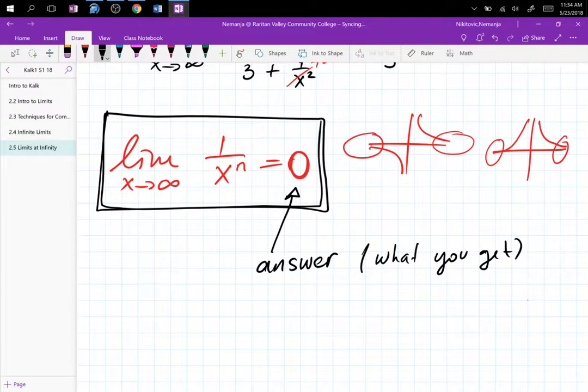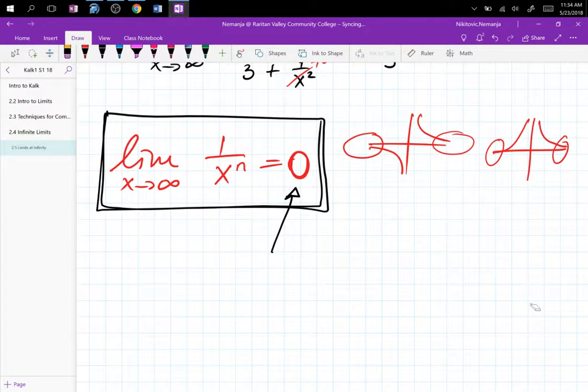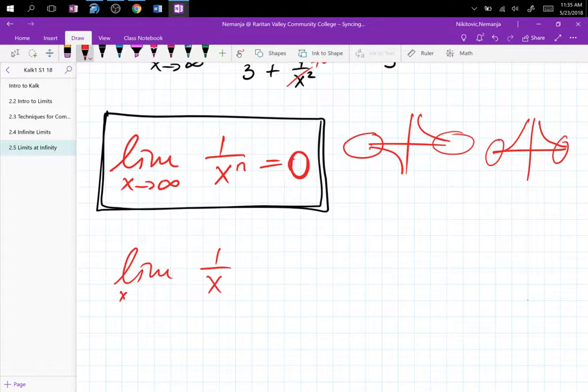So that's the idea, right? And there is another limit that belongs in 2.4 that I need to discuss now. And that limit is where you have 1 over x as x goes to 0, right? In which case you are getting infinity.